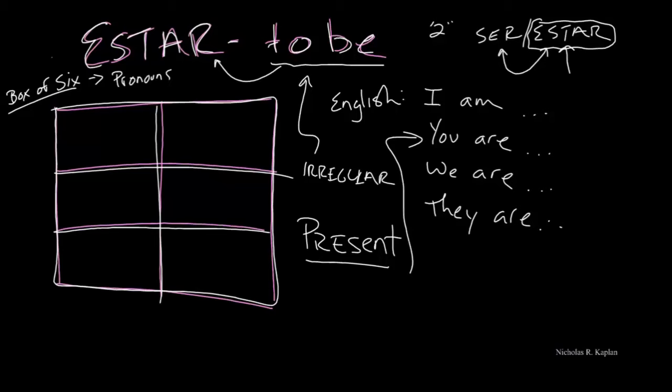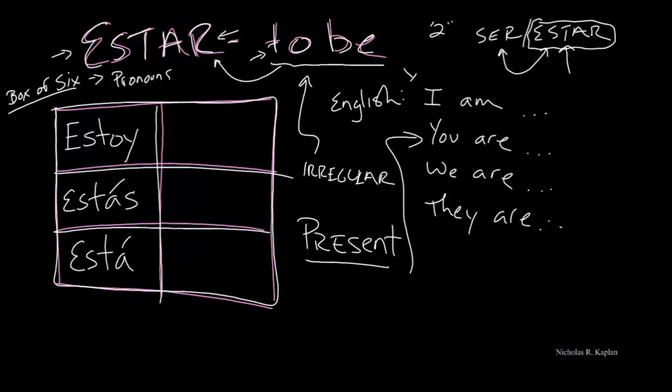So to conjugate the verb estar, and to conjugate means to take our infinitive, which has no person, to be, and change it to I am. Estoy. Estás, with an accent. Está, again with an accent. Estamos. Estáis. Accent.